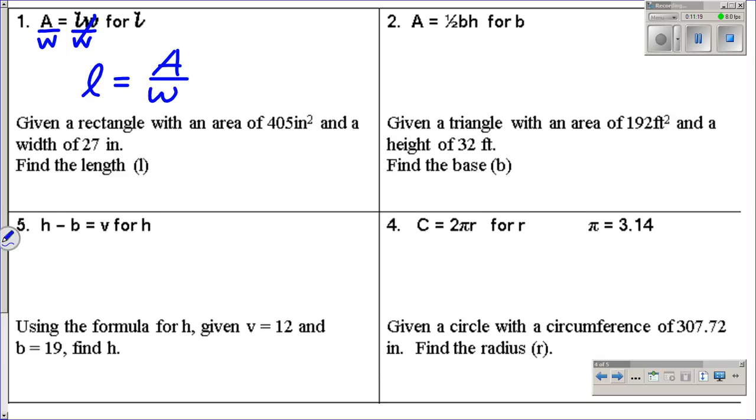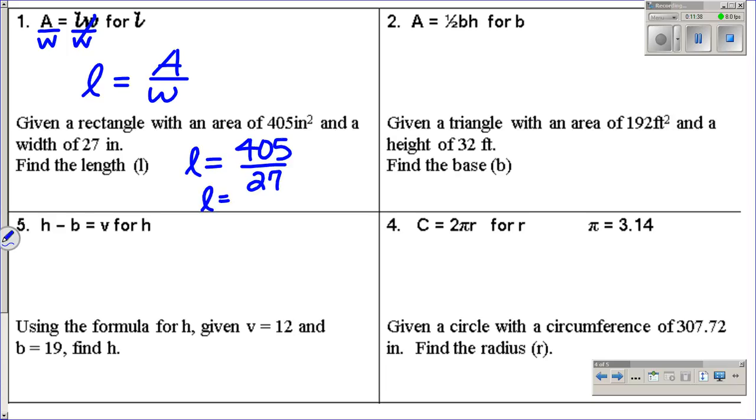And now it says given a rectangle with an area of 405 inches squared and a width of 27 inches, find the length. So we're going to say length equals our area 405, and we're going to divide by 27.